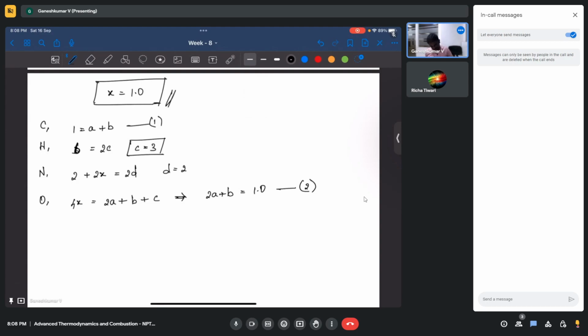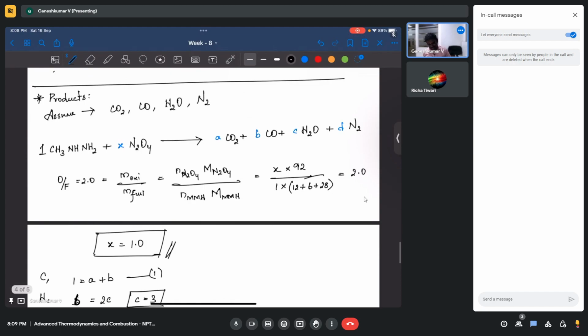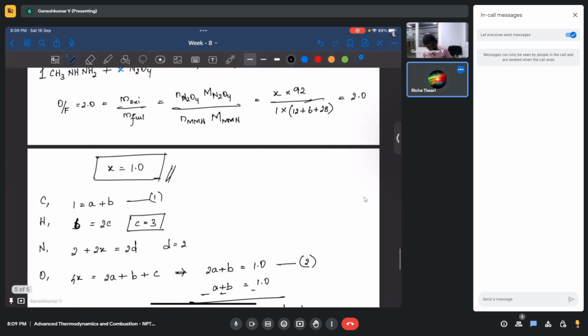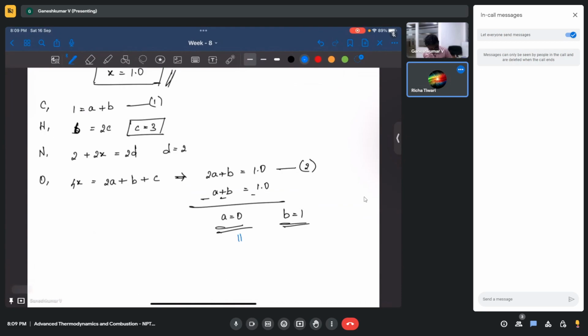Okay, so you have this equation, you have this second one, solve it, right? So let me write it down here. a plus b is equal to 1. If you subtract these two equations, you will end up getting a is equal to 0. And b is equal to 1, c will be 3. Wonderful. So basically what this tells is, once we assume this, CO2 is not at all present. That is what it is telling, no CO2 present.